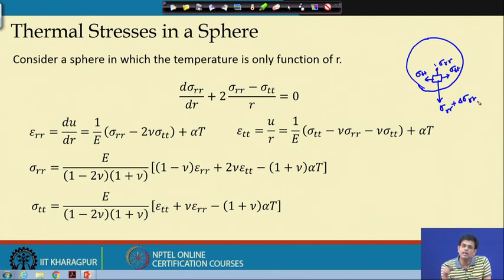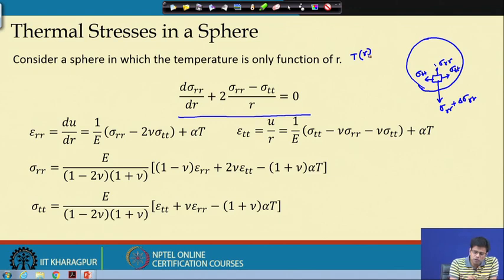Again, if we put this in the differential equation of three-dimensional elasticity, then we get this simple differential equation of this form, similar to the previous case. Now, here again we are assuming that temperature T is a function of r only. So, there is no tangential dependence of the temperature.